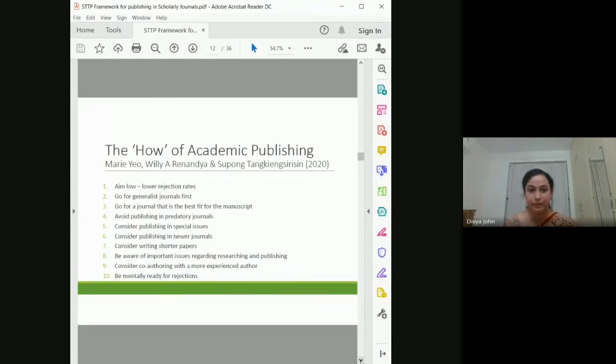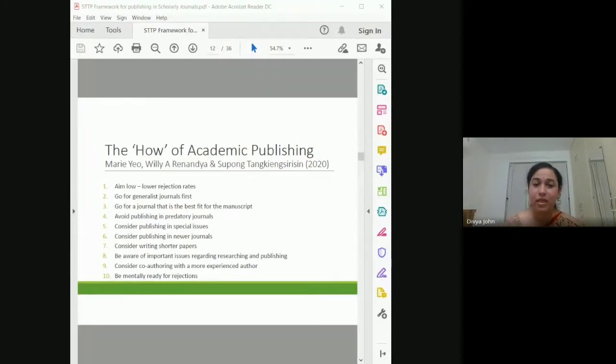Now, this is again on how you can start publishing. This was from an article written by Renandia and his friends in 2020. It's also similar to the article that I read in 2014 from the same author. So there's a list of advice to emerging writers on how you can go about the publishing process. When you start, I know all of us dream of publishing in ELTJ run by Oxford or TESOL Quarterly, but it may not happen in the initial stage.